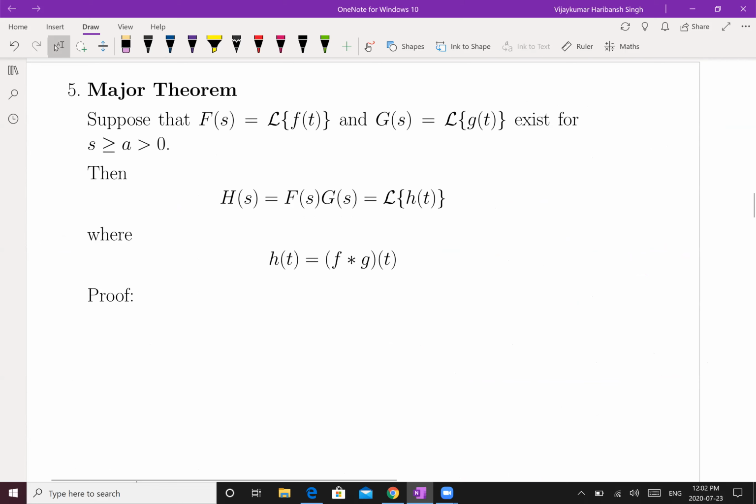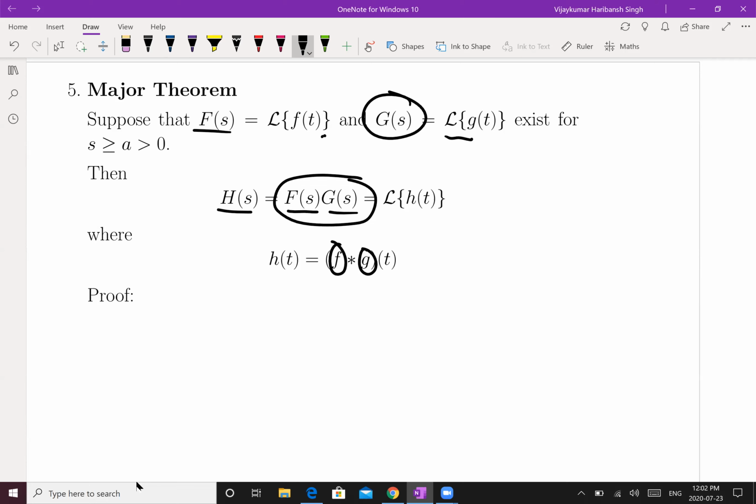So let's prove this major theorem. Again, this theorem is about connecting. You are given h of s, which is a function f of s times g of s, and you want to compute Laplace inverse of this product. And Laplace inverse of this product is h of t, where h of t is given by f star g, where f is Laplace inverse of f of s, and g is Laplace inverse of this function. So this is what the result is.